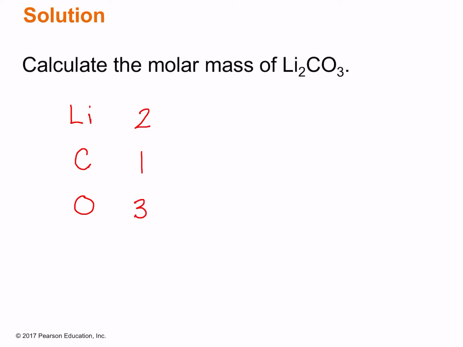So now we're going to go ahead and multiply those numbers by the molar masses of each one of those elements. So lithium has a molar mass of 6.94. And carbon has 12.01, and oxygen is 16.00. And so then when we multiply those out, sorry, let me grab my calculator.